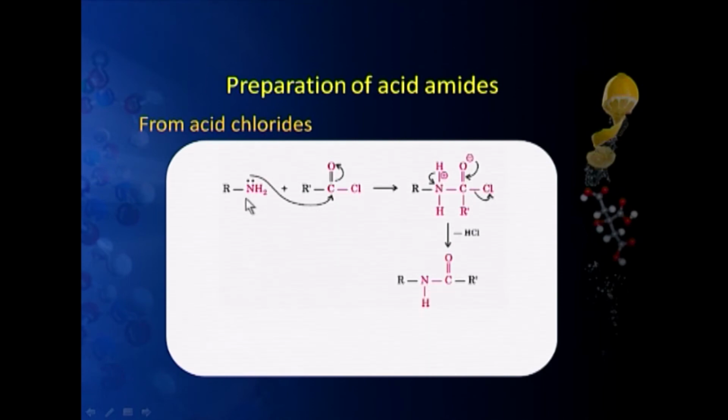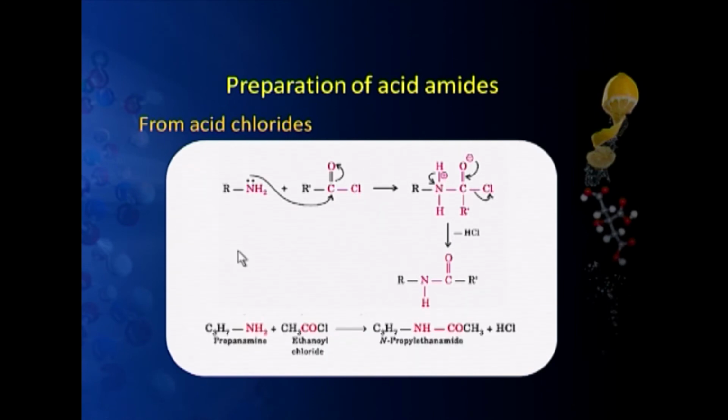If we use some amine, we will get substituted amides. If it is simple ammonia, we will get primary amides. One example is, say, propanamine. It is treated with ethanoyl chloride, then we get this N-propyl ethanamide.